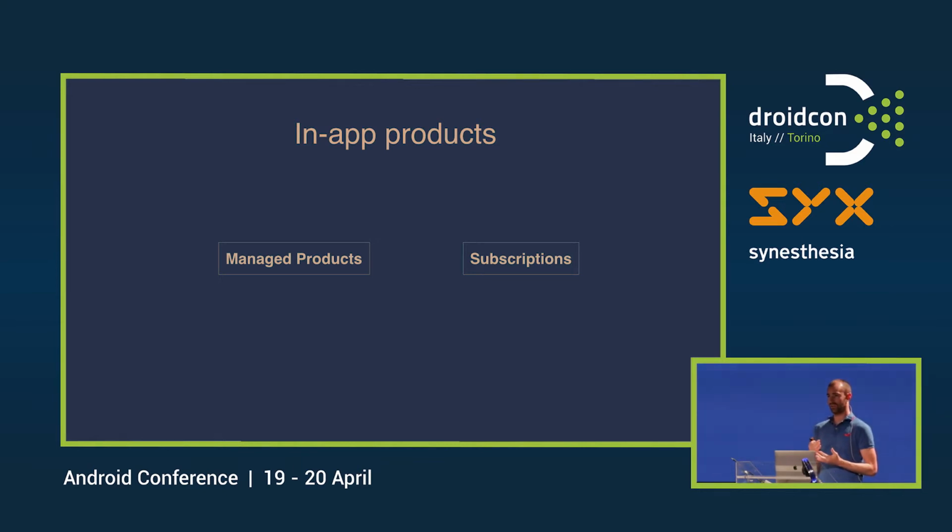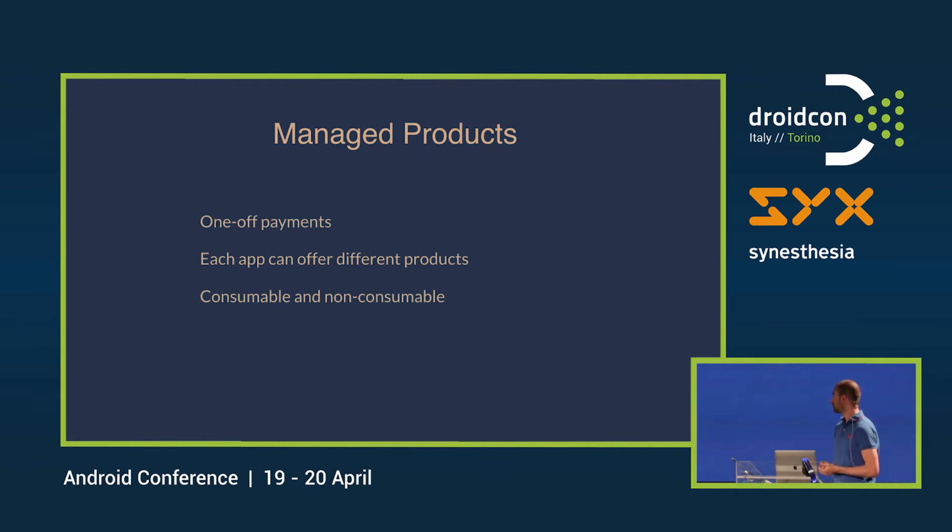In-app products divide into two categories. The first one is called managed products, and the second one is called subscriptions. We're going to dive a little bit into the details of these two just to understand what we're working with. Let's talk about managed products first. You can think of managed products as something that you buy just once. You pay money for it, you get something in return, and that's it.